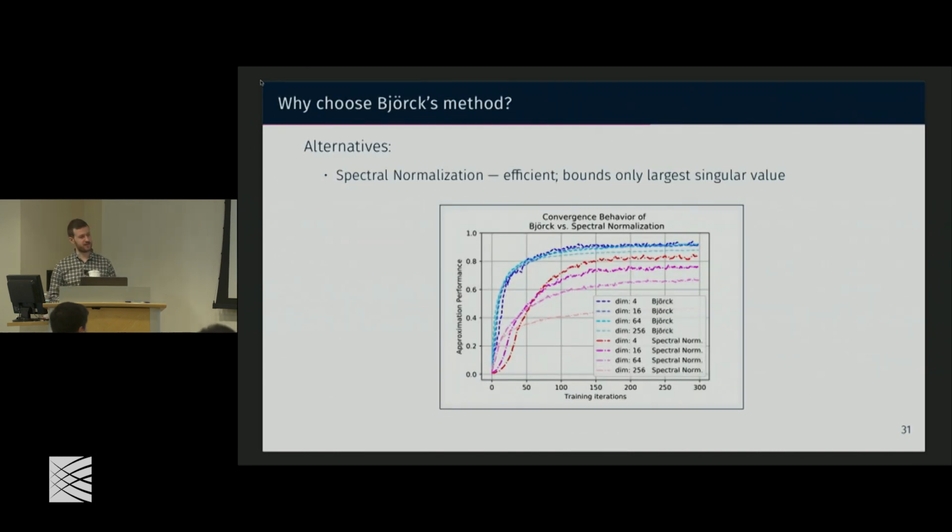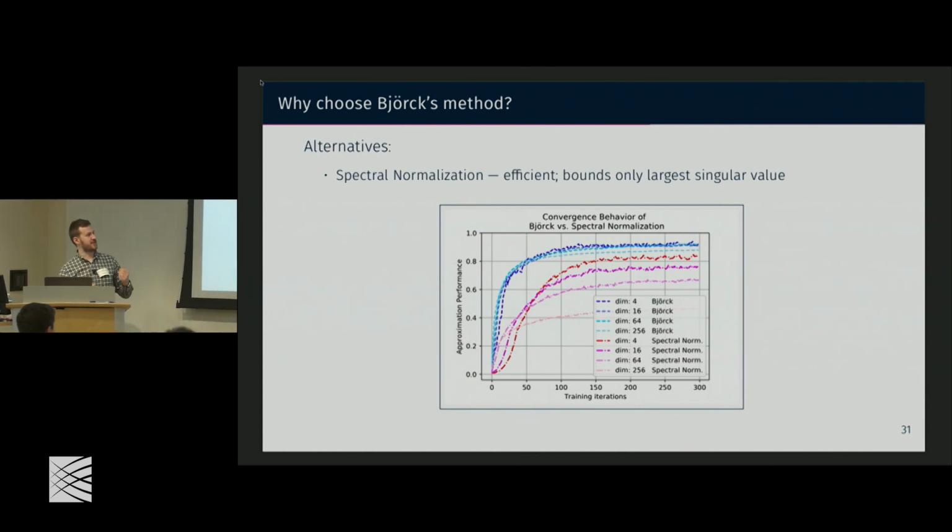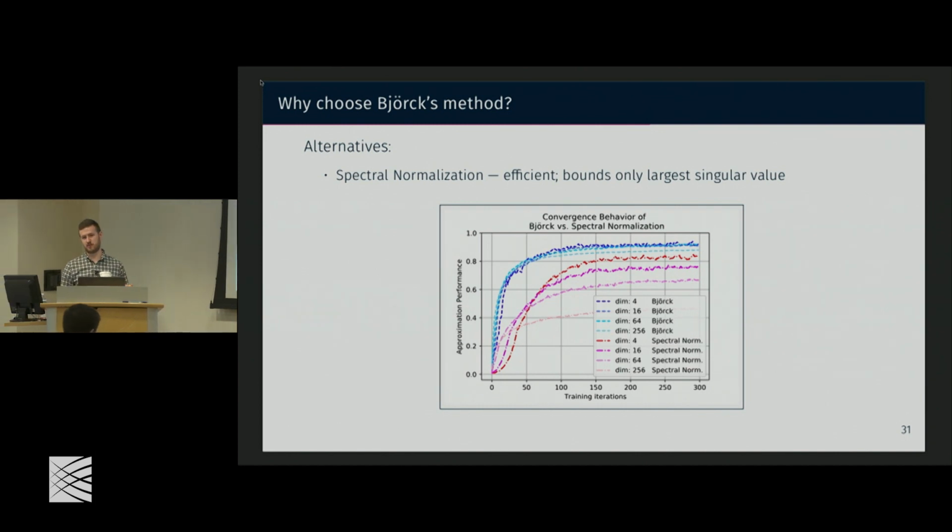To demonstrate this, here I'm plotting the convergence behavior during training of the Bjork method versus spectral normalization on these Wasserstein distance estimation problems. Achieving higher up on the curve is better. I'm plotting different versions of the Bjork algorithm with varying dimensionalities in blue and the spectral normalization in the red, pinkish colors. We see that Bjork is fairly insensitive to changes in dimensionality. As I increase the dimensions of the problem from 4 to 256, I see just a small drop-off in performance, whereas spectral normalization really suffers as I add more dimensions.